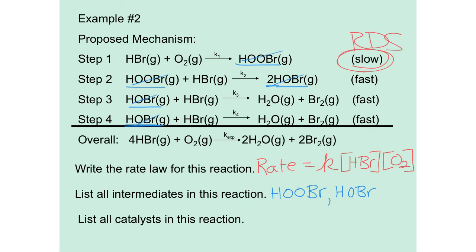Now I want to see if there are any catalysts. So a catalyst is present at the beginning, gets consumed, and then gets produced somewhere in a later step. There are no catalysts in this problem. So the only things that we crossed off were intermediates. So a catalyst would have to be one of my original things, HBr or O2, and neither one of those got produced back. So we have no catalyst for this reaction.